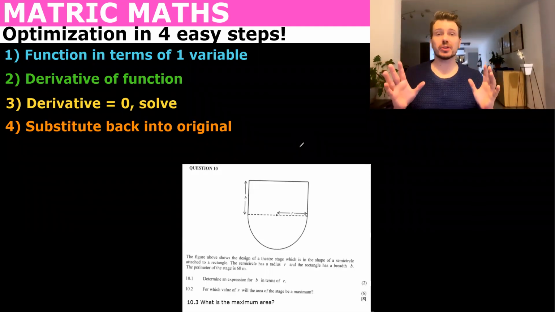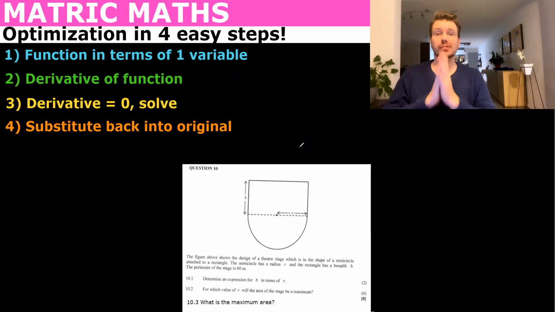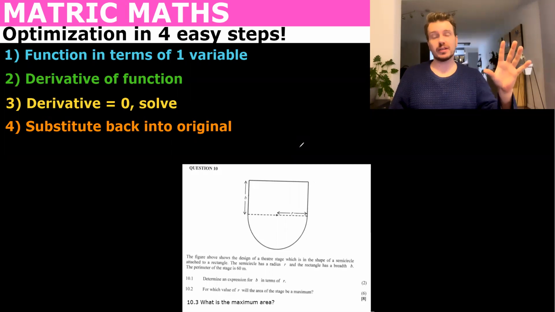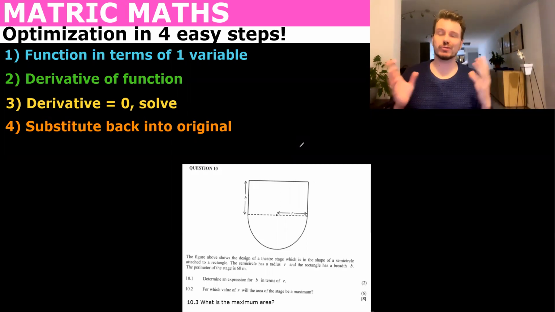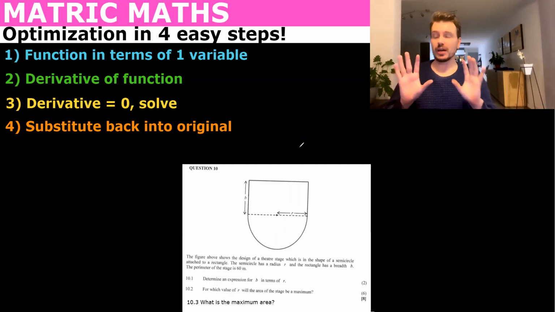Today, I'm going to be showing you optimization. So what I've done is I've broken optimization into 4 simple steps, and I'm going to talk you through each of them today, and then we'll do a question, and this should hopefully make it more clear. And then in the next few videos, I'll be doing some more optimization questions just to reinforce it. So here we go. Here are the 4 steps.